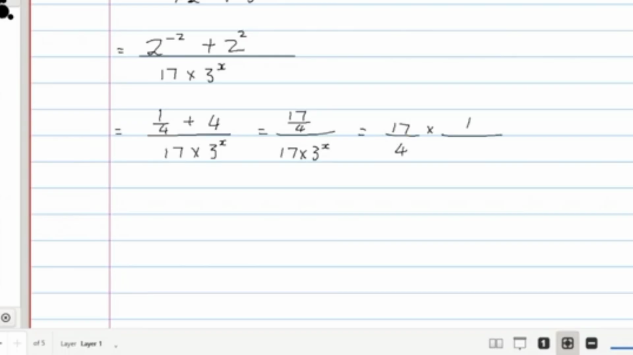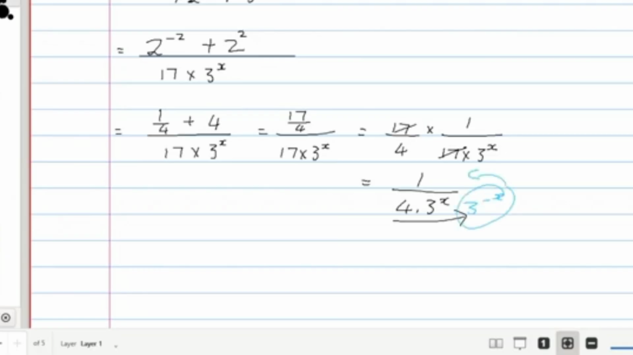Now you have 1 over 17 times, because that's a denominator, and when you multiply what was on the top becomes on the bottom. That is why we have 1 over 17. And then that's your final answer, 1 over 4 times 3 to the power x. That's your final answer.